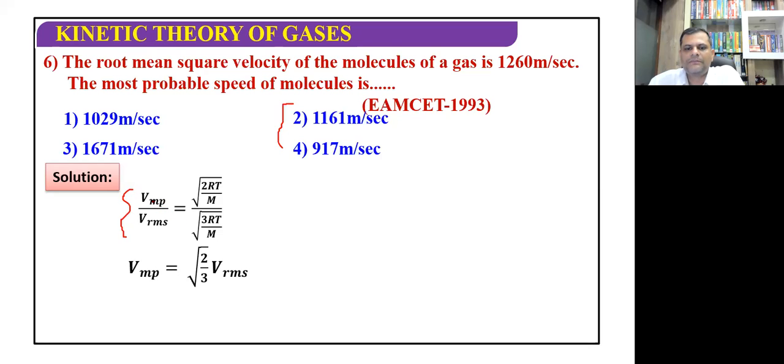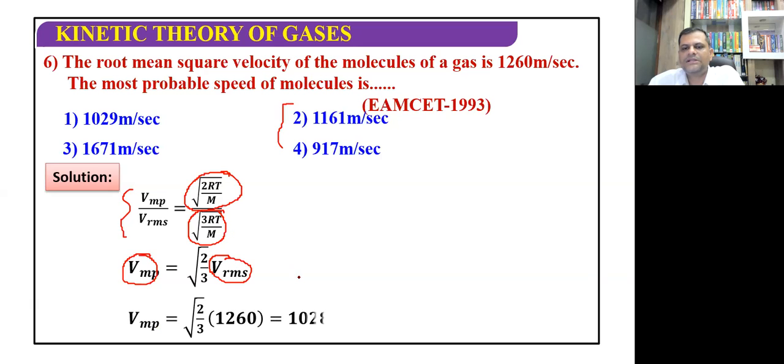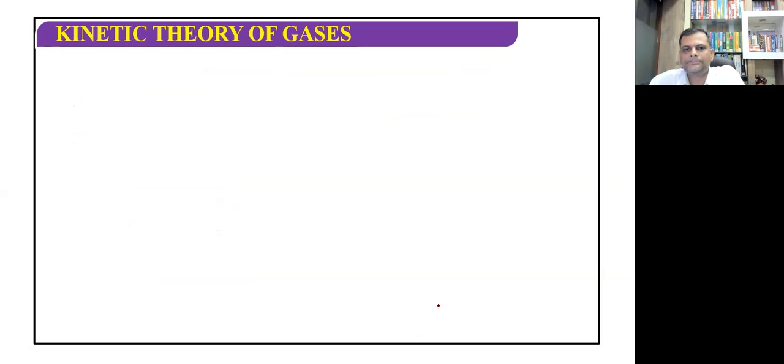So here the most probable speed जो है वो √(2RT/m₀) होता है, ठीक है, जबकि RMS velocity जो है वो √(3RT/m₀) हुआ करता है. So using this formula, just we can take the ratio and express this most probable speed in terms of RMS speed and get the answer easily, which is going to be 1029 meter per second approximately.